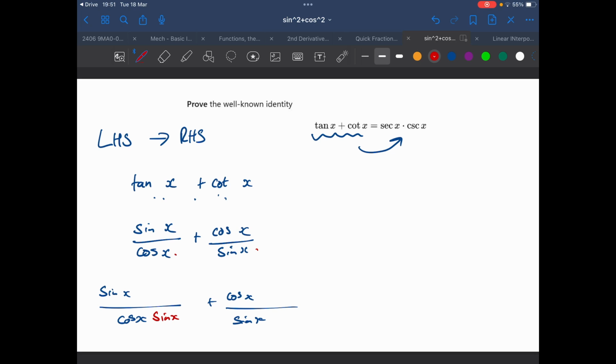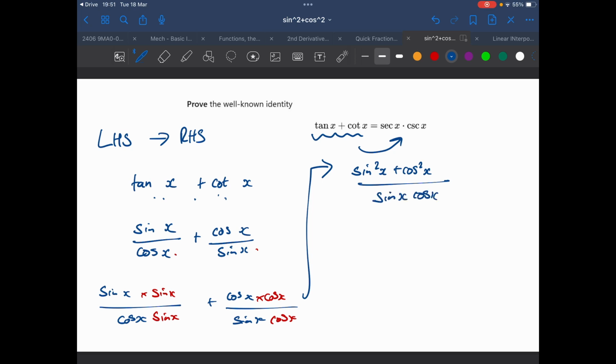This is missing a sine x, so it needs another sine x. This is missing a cos x, so it needs another cos x. And now let's write this in one big fraction. So that is the same as sine squared x plus cos squared x all over sine x cos x. Well, this is the result that we were just talking about. So this is equivalent to just 1. So if we write that out, we're going to have 1 over sine x cos x.